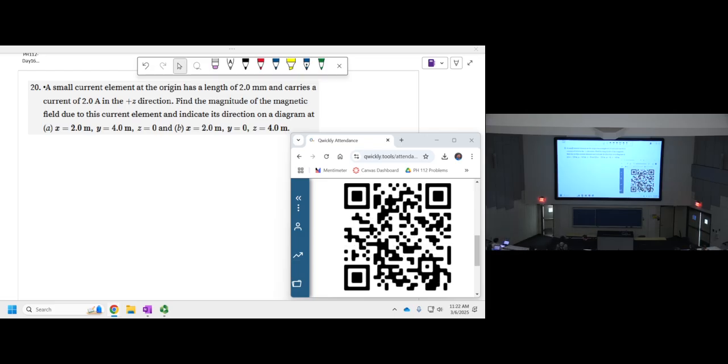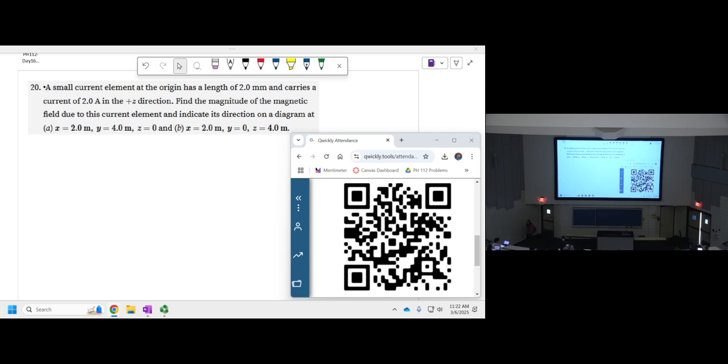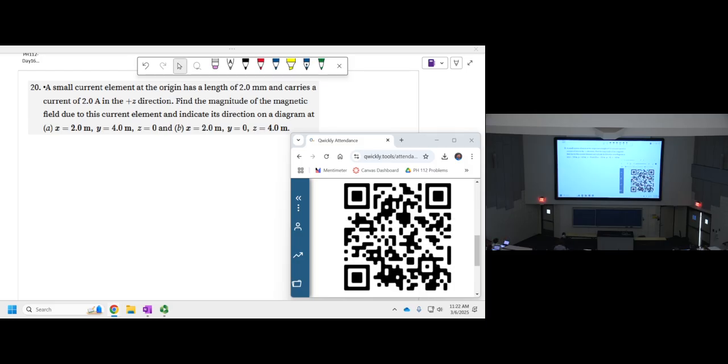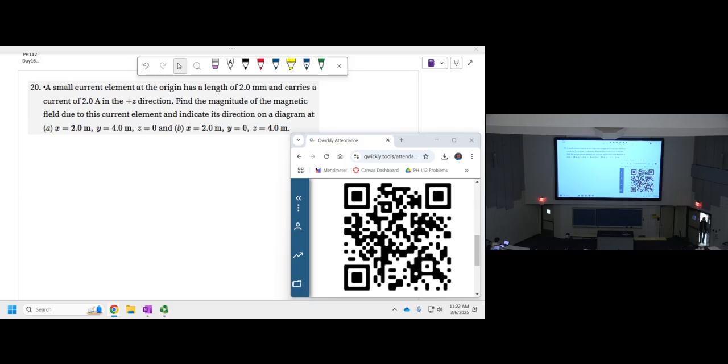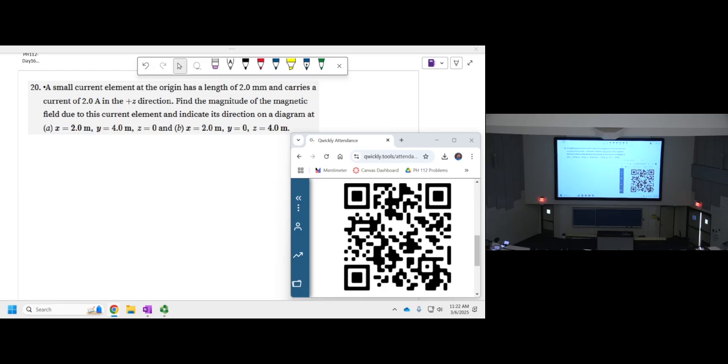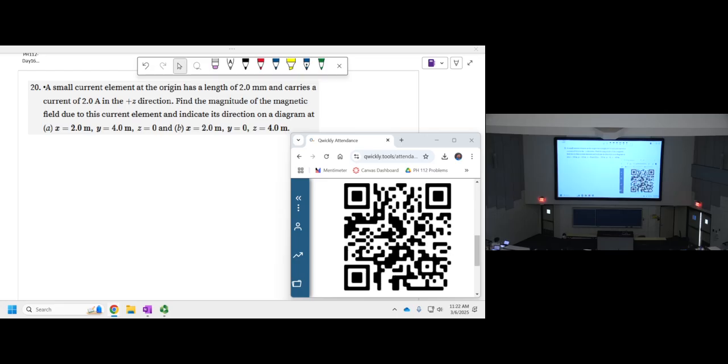But as far as what we're going to be talking about today, it's all about measuring the magnetic field around current-carrying wires. So in this problem, a small current element at the origin has a length of 2 millimeters and carries a current of 2 amps in the z direction. Find the magnitude of the magnetic field due to this current element and indicate its direction on a diagram at each one of these different points here.